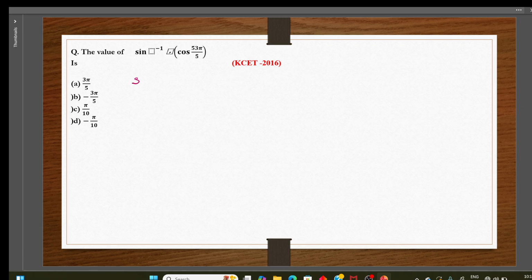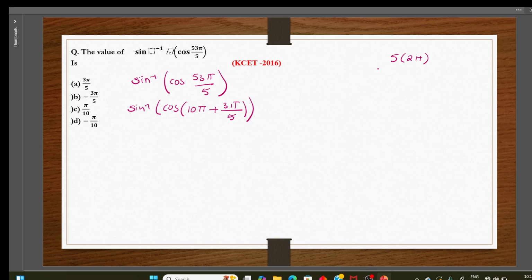Okay, what is the given function here? Sine inverse of cos 53 pi by 5. So in sine inverse of cos, this 53 pi by 5 is also written as 10 pi plus 3 pi by 5. So sine inverse of cos of 10 pi plus 3 pi by 5. Okay, so 10 pi means 5 into 2 pi.